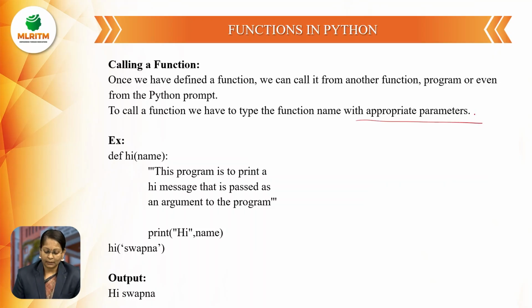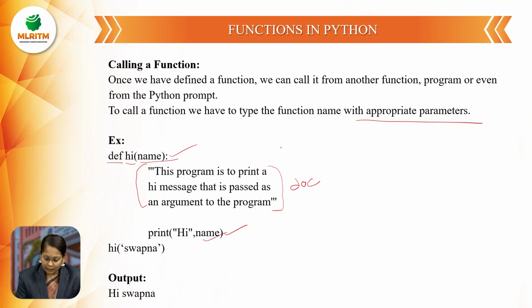For example, def is a keyword for defining a function, hi is the function name, and name is the parameter. In this example we have only one parameter, that is name. This is a docstring. This program prints a hi message that is passed as an argument to the program. Then after that I want to print the name: print hi, comma, name. So I want to say hi to some person, that is a name.